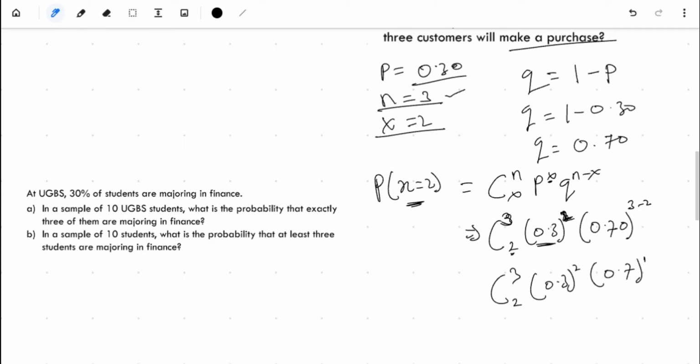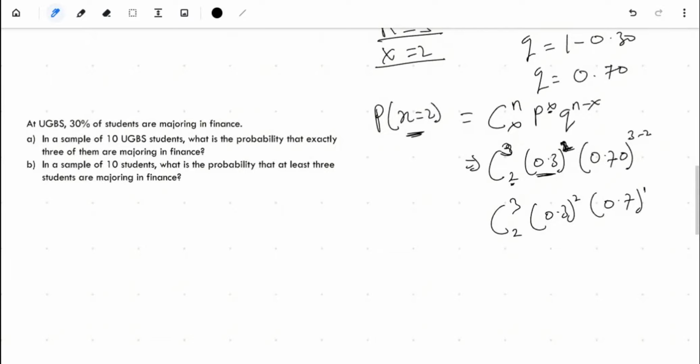Versus you punching them on the calculator. So let's do the punching. When you punch 3 choose 2, you get 3. When you punch this on the calculator, we're going to get this, and this remains the same. So now we punch everything together, and you get 0.189.